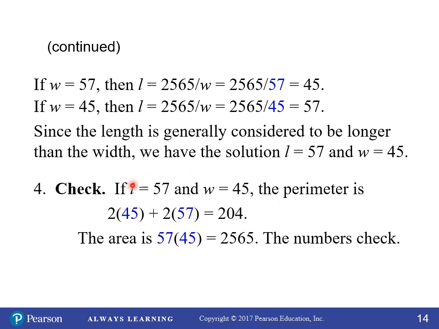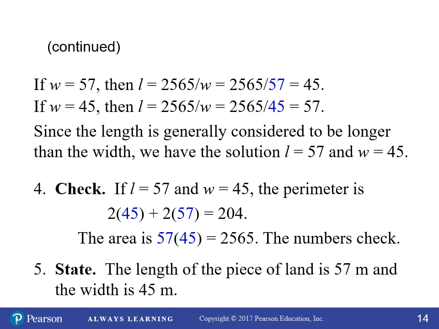Okay, if we want to go and check that, we can plug it back in. That does give us the perimeter. Or if we multiply them, we get the area. So the numbers check out in both equations. So we're going to say that the length of the piece of land is 57 meters and the width is 45 meters.